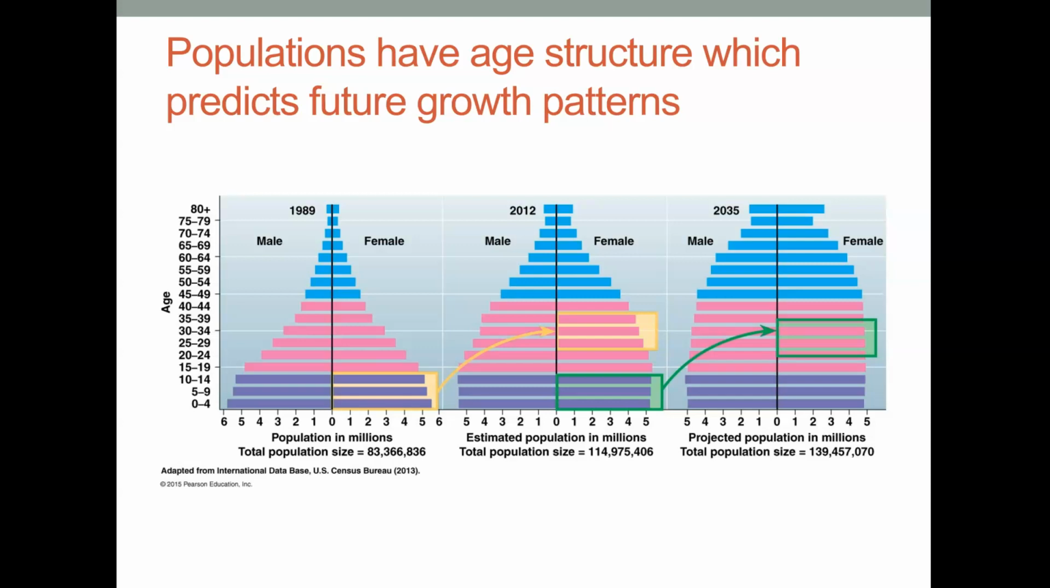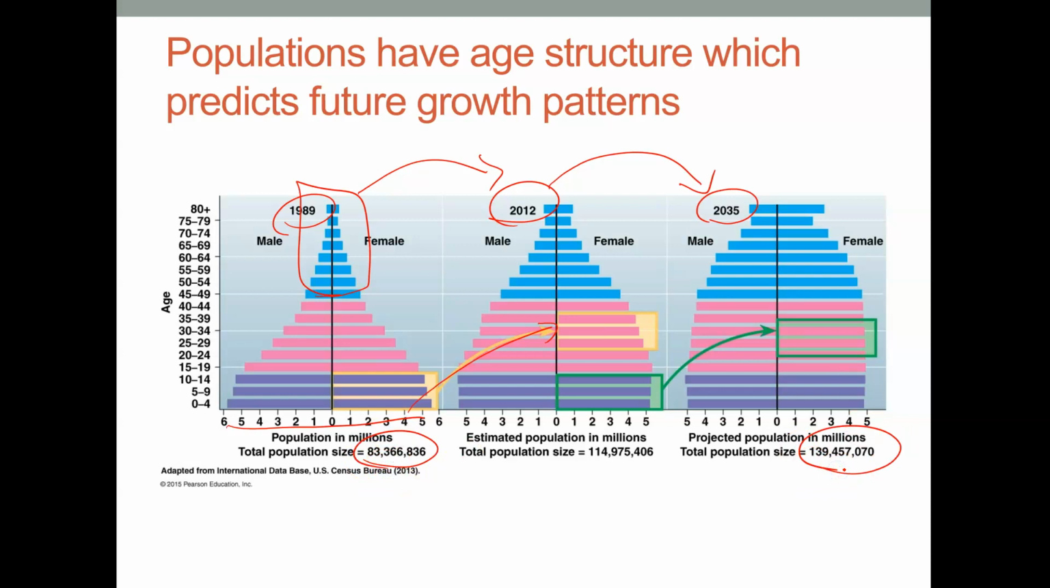So here we have a population where we have very, very few old people. Older people. Oh my gosh, I'm almost in this group. Oldish people, and lots of young people. And so as these young people move through time, as we go from 1989 to 2012 to 2035, we can see that the population of this country is going to increase dramatically. It almost doubles. It goes from 83 million to 140 million in a little over 40 years. That's a dramatic increase in population for a country.